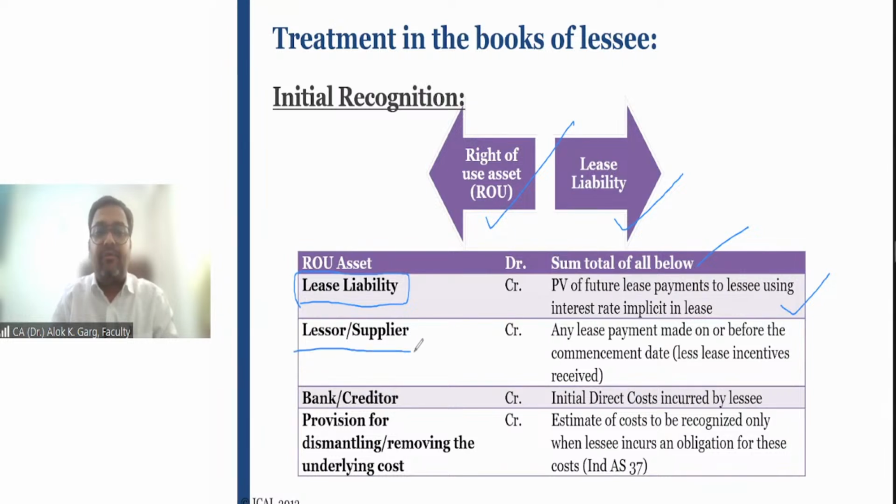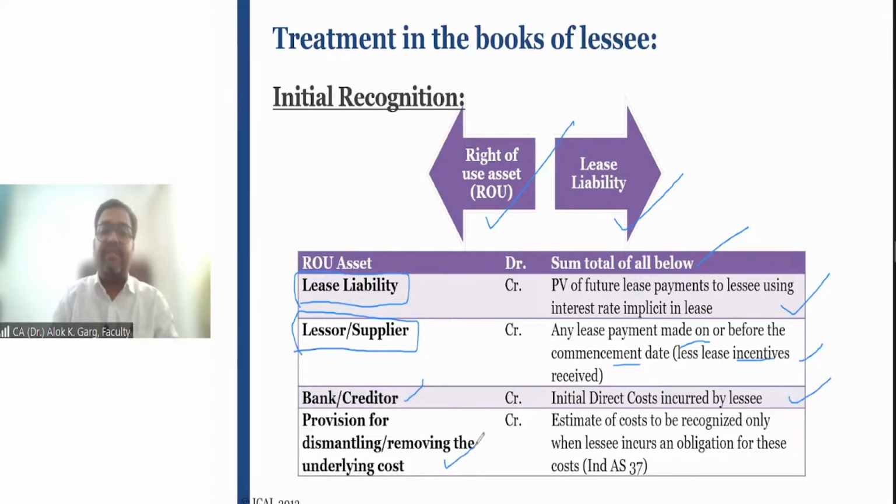Plus, you have to debit your lessor or supplier because you have paid them earlier. So you have put an accounting entry, lessor debit to bank. Now you have to credit them any lease payment made on or before the commencement date, less lease incentive received. You have to credit bank or creditor for initial direct cost. If you have actually incurred initial direct cost and already paid the money, you have to credit bank. But if you have not paid the money, you have to credit the vendor or creditor.